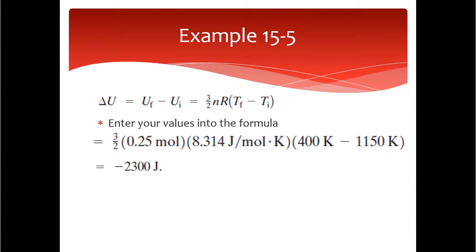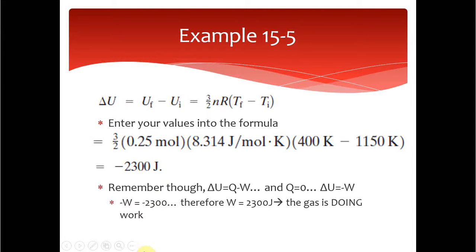The change in internal energy is negative, based on the values of 400 minus 1150 degrees Kelvin, and your resulting answer is negative 2300 joules. Now remember that a change in internal energy is equal to negative work being done, and if negative work being done is negative 2300, the positive work value must therefore be positive 2300 joules. The gas is doing work, pushing against the piston, pushing it away.